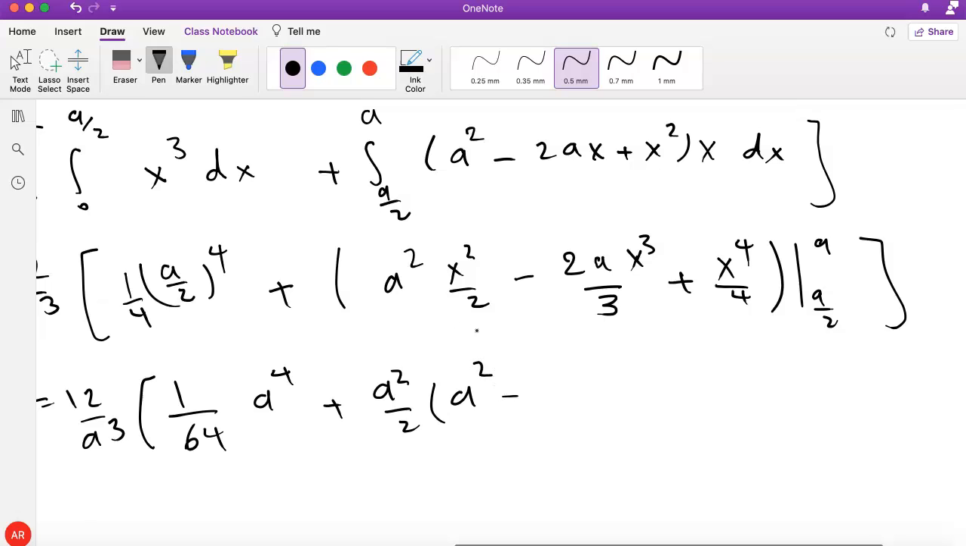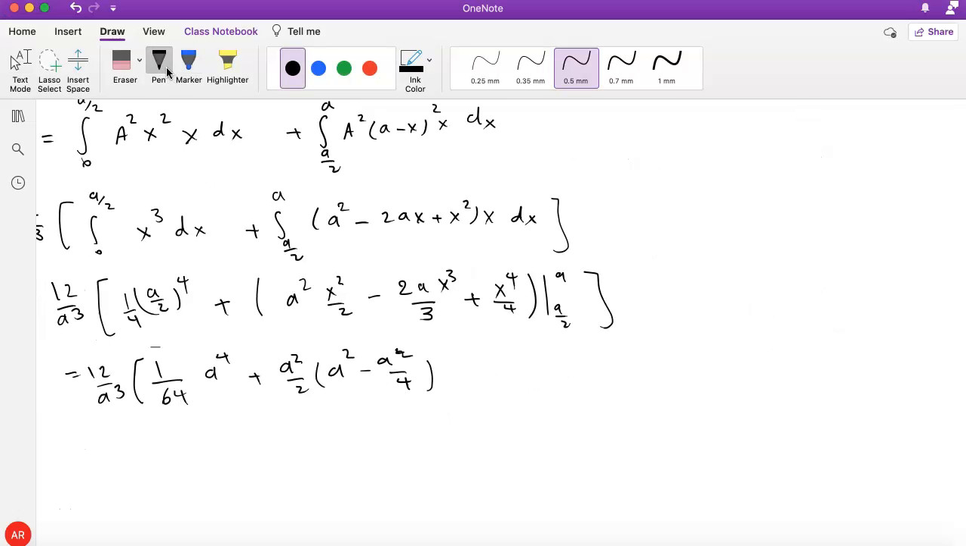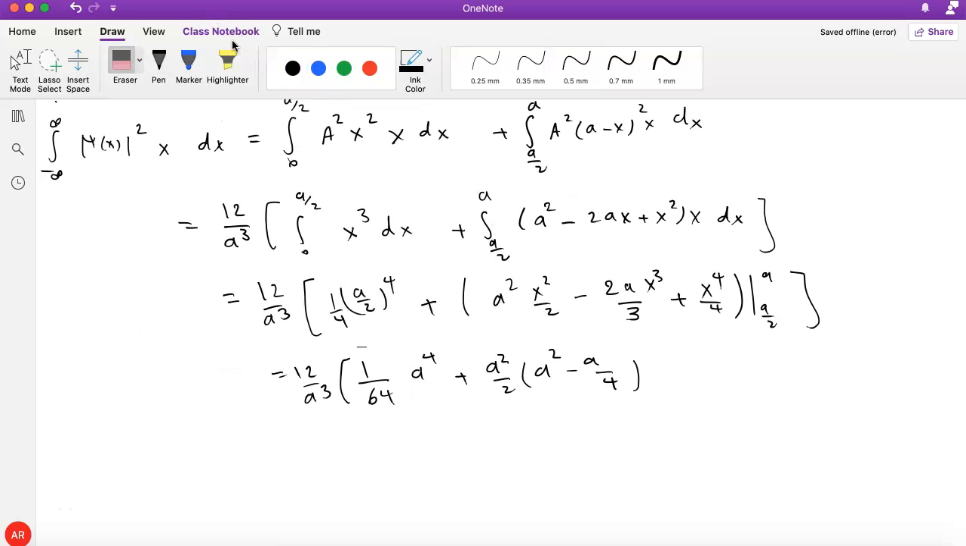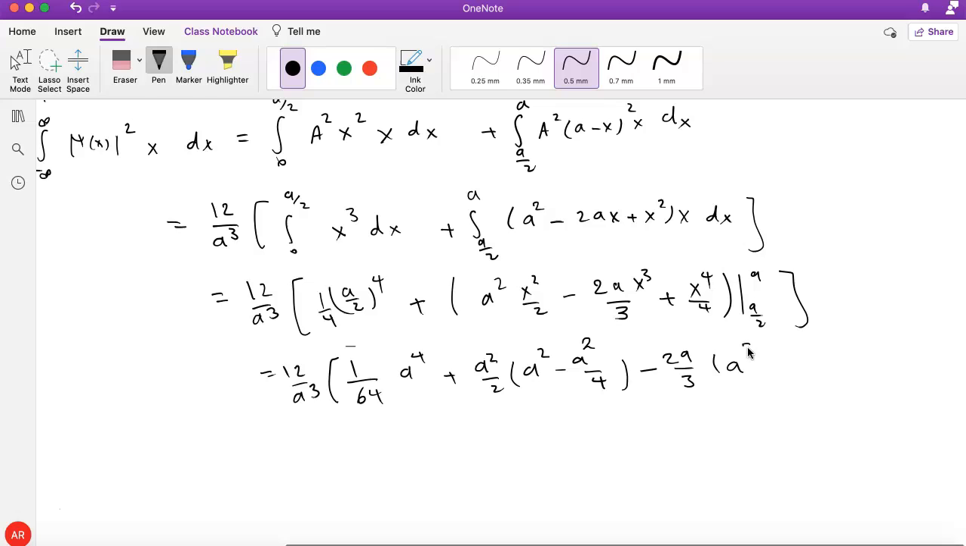So that's a squared minus a over 2 squared, which is a squared over 4. Let me correct this here. Then we have minus 2a over 3 times a cubed minus a over 2 cubed. So a over 2 cubed is a cubed over 8, since 2 cubed is 8.